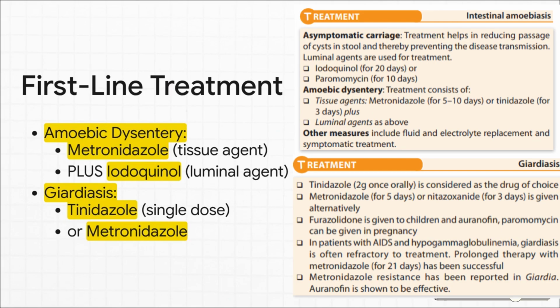All right, treatment. This is super high yield. For Amoebiasis, the most important thing to remember is that you need a two-drug approach. You have to use a tissue agent, like metronidazole, to kill the invasive trophozoites in the gut wall and in the liver. But, and this is what people forget, you also need a luminal agent, like iodoquinol, to get rid of the cysts that are just hanging out in the gut. This prevents relapses and stops the patient from spreading it. For giardiasis, it's way easier. Usually, a single dose of tinidazole or a short course of metronidazole does the trick.